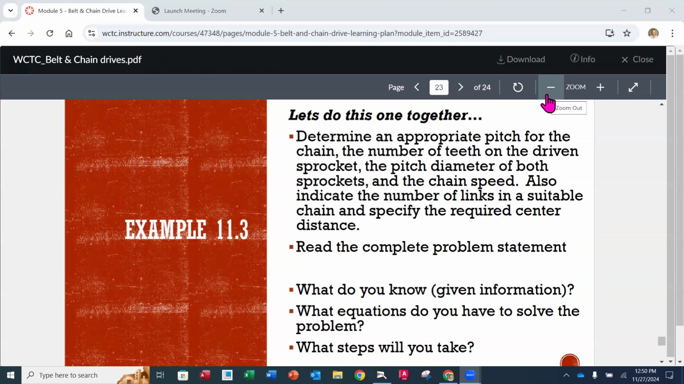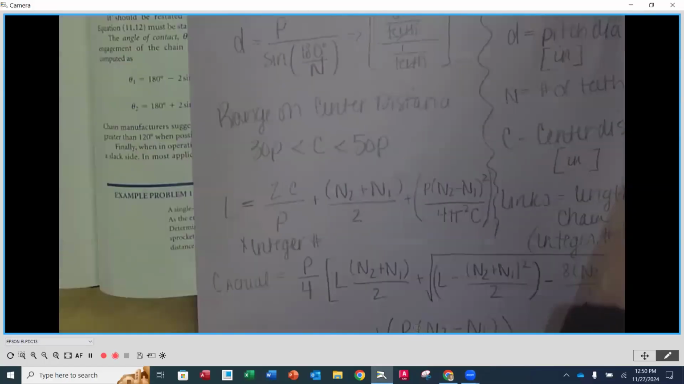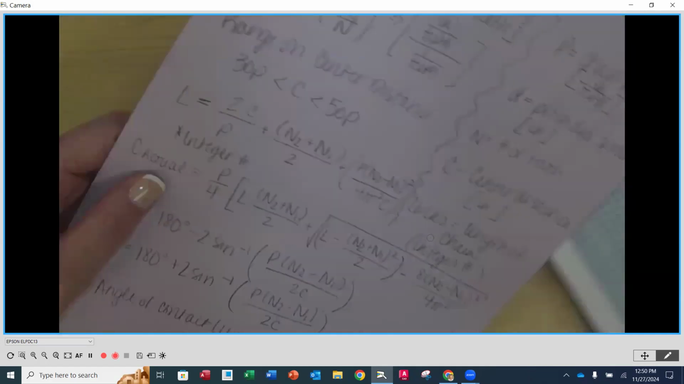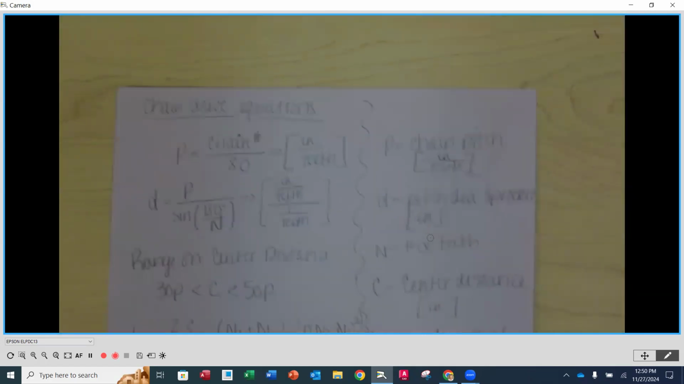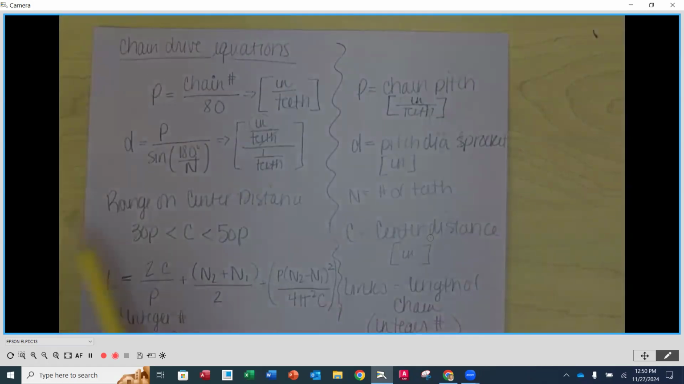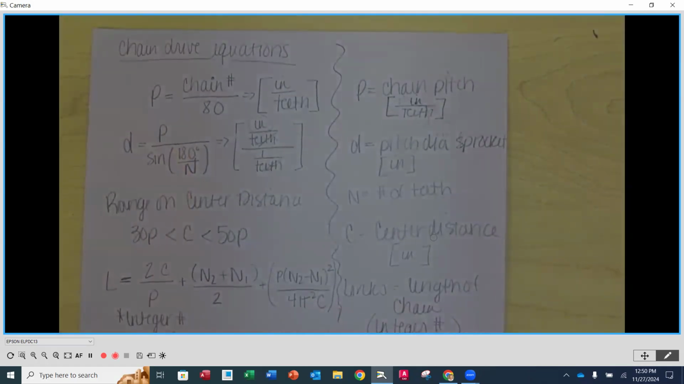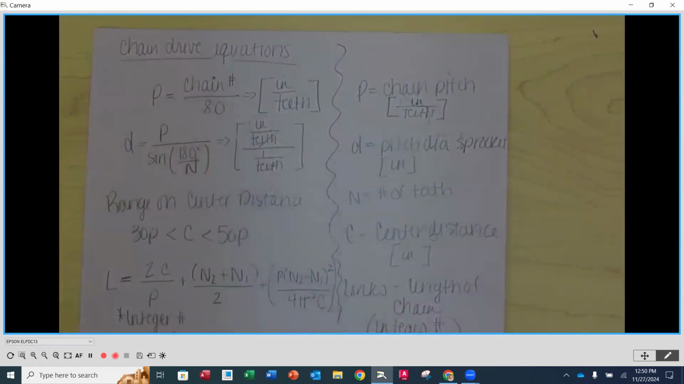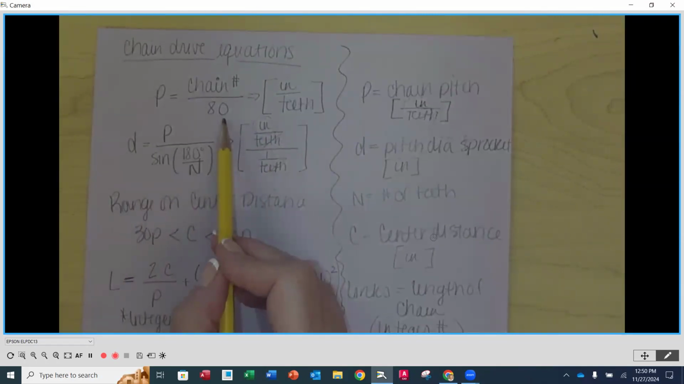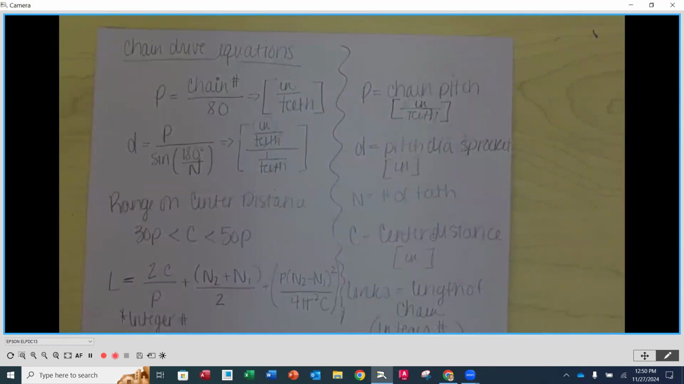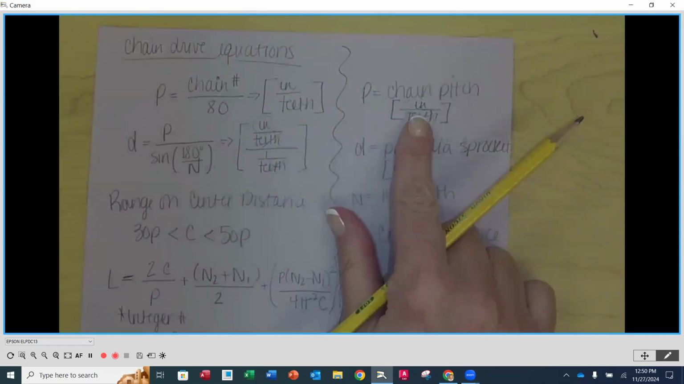If I can have everybody's attention, let's look at the equation sheet to be sure that you have everything you need. It's a nice little review of what we talked about. At the top, my very first one is when we want to calculate the pitch on a chain. That's going to be the chain number, your number 25, number 35, number 80, number 60, whatever the chain number is, and you're going to divide that by 80. That gives you units of inches per tooth. Capital P is chain pitch.